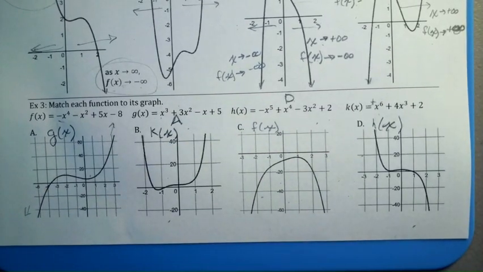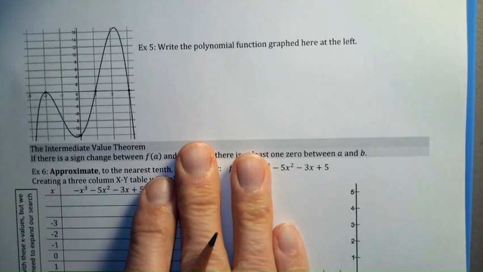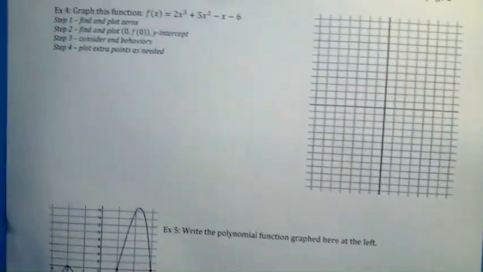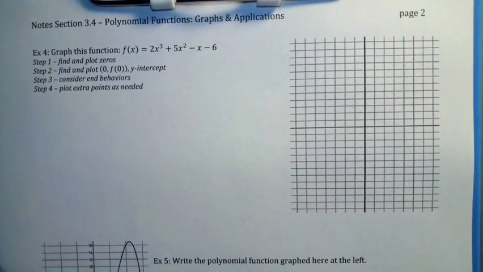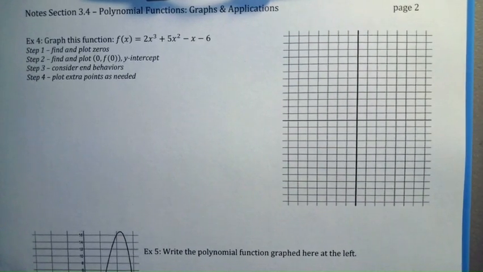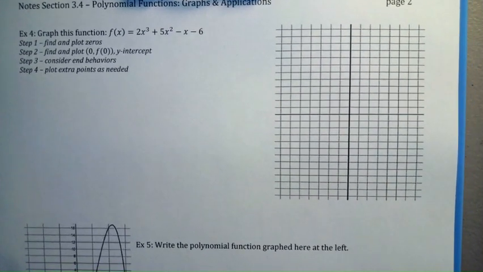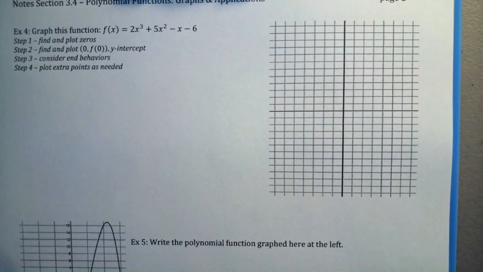Okay? All right, so that's page 1. What we're going to look at next is sort of graphing them a little bit with a little bit more detail maybe. Let's look at example 4. Graph this function. All right, find and plot the zeros, and then find and plot 0, f of 0, or the y-intercept. And then we'll think about considering the end behaviors, and then plot extra points as needed to figure out what it's going to look like.